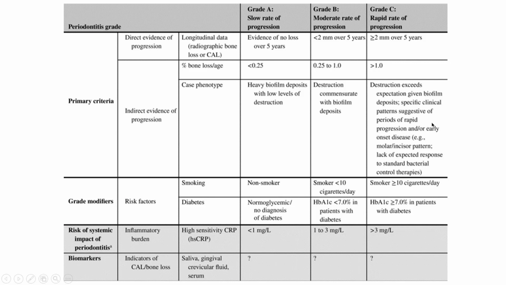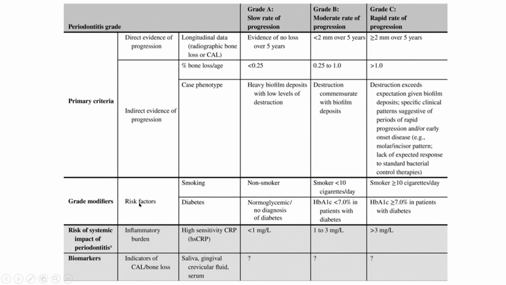And specific clinical patterns suggest periods of rapid, progressive, and early onset. Molar incisor pattern, lack of expected response to standard bacterial control therapies. So this is a patient who has good home care, but they're not responding well. This is that patient that you think has aggressive disease. You're going to grade them a C. Okay? So some allowances for that aggressive form of periodontal disease.